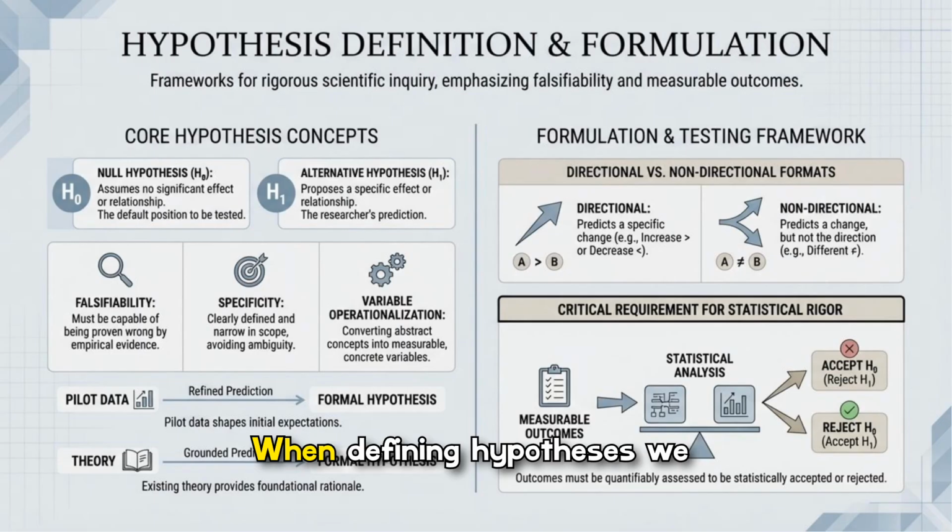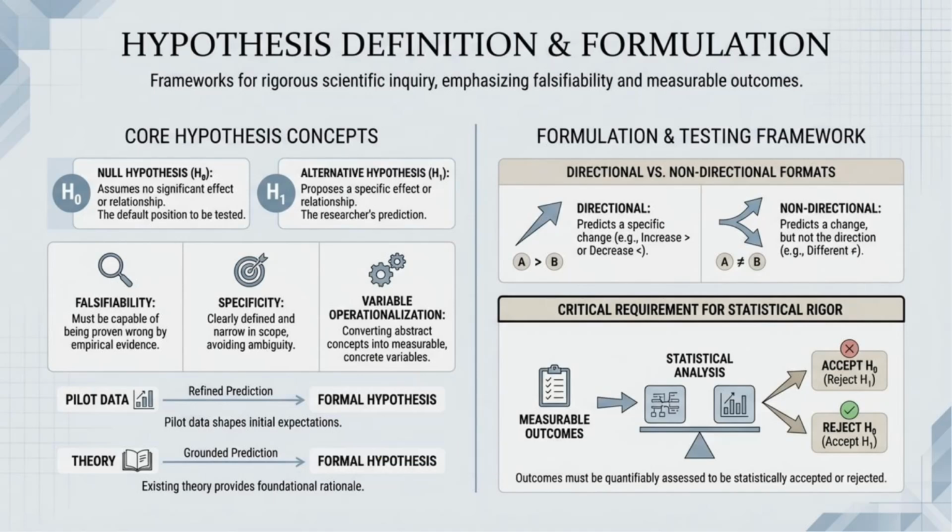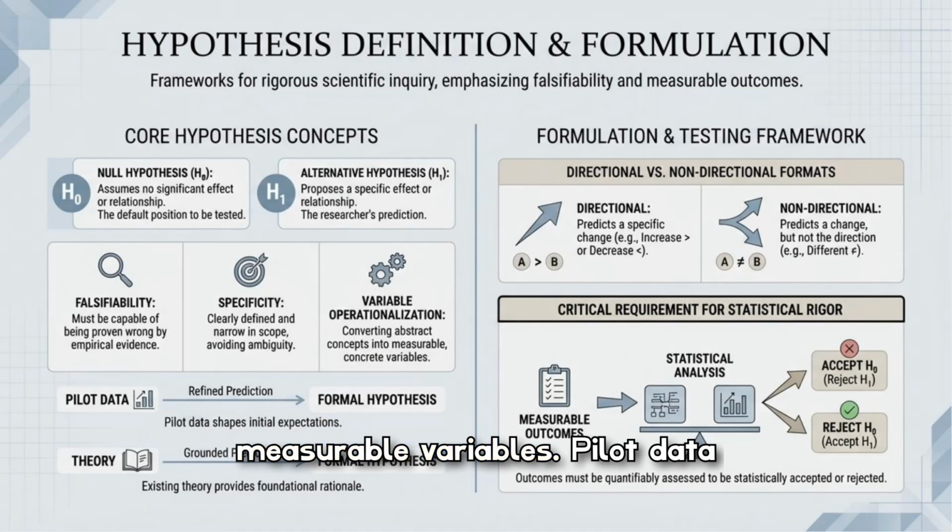When defining hypotheses, we focus on falsifiability, specificity, and operationalization, distinguishing the null from the alternative and translating abstract concepts into measurable variables. Pilot data and theoretical grounding help refine formal predictions, while careful choice of directional or non-directional formats and clear statistical criteria ensure that outcomes are quantifiable and that inferences rest on sound, testable principles.